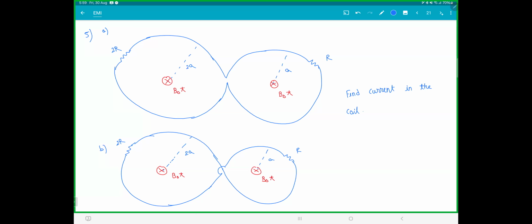Should I help you with one? Try. I'll give you a minute. Basically, you can treat each coil as independent, but they're actually not independent. So start from there. See how much EMF is induced in each coil.